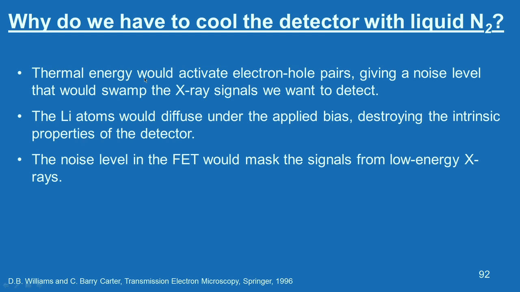And the most important activity in keeping this EDS detector interfaced with the machine is that we have to keep cooling this detector with liquid nitrogen, for the following reasons. The thermal energy would activate electron hole pairs, giving a noise level that would swamp the X-ray signals we want to detect. The silicon atoms would diffuse under the applied bias, destroying the intrinsic properties of the detector. The noise level in the FET would mask the signal from the low energy X-rays. I do not know how many of you have seen where electron microscopes are interfaced with the EDS detector. Whether you use it or not, this Dewar has to be filled with liquid nitrogen all the time in order to prevent these reactions happening in the detector.